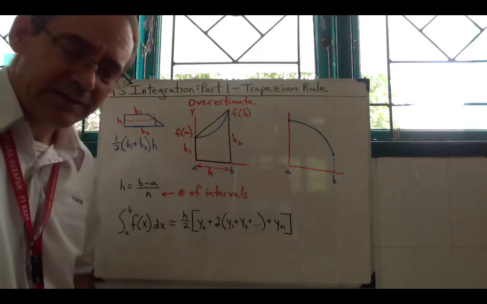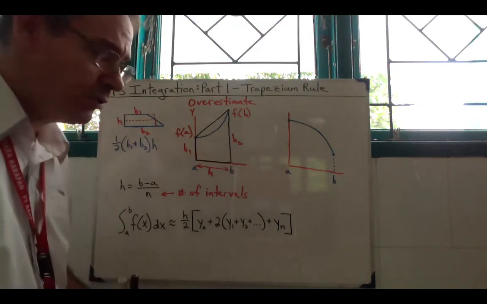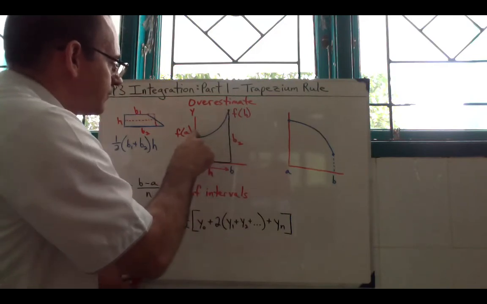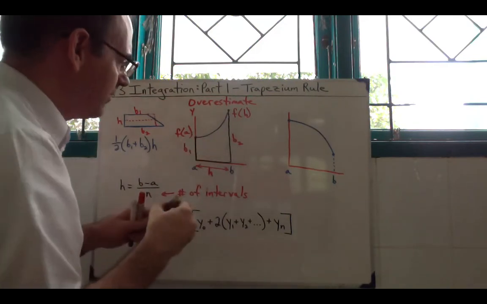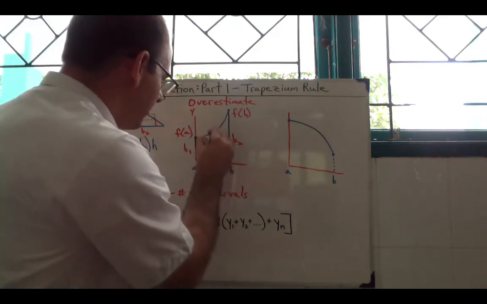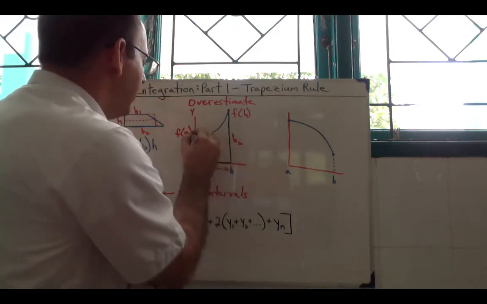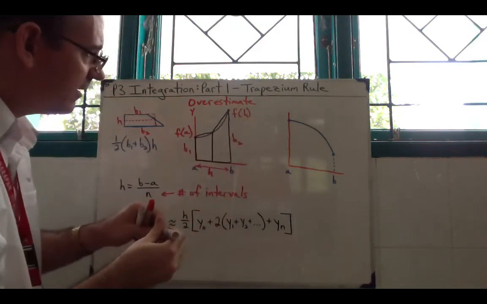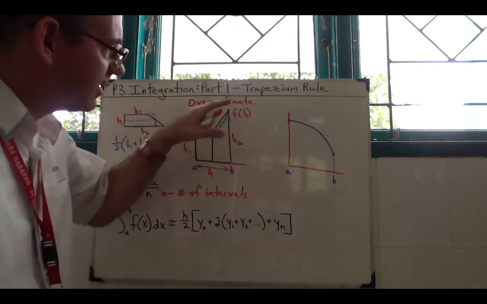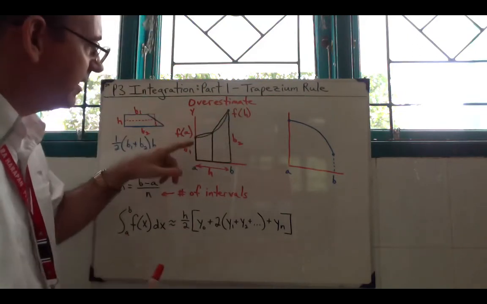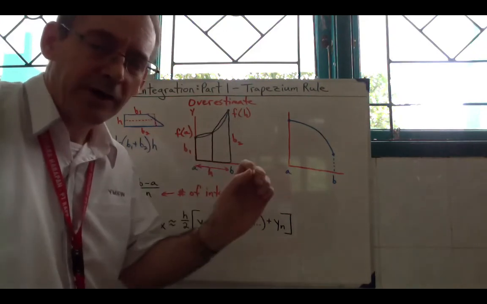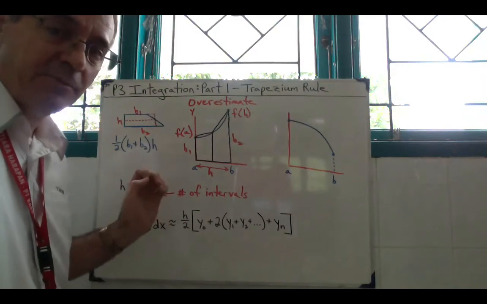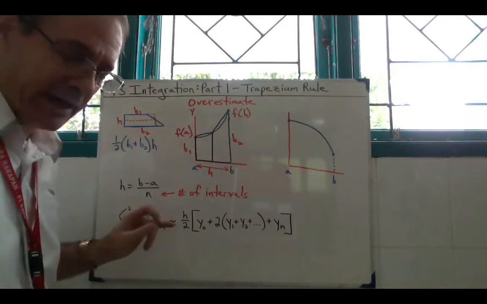Now, what if we divide this up into 2 trapeziums? Well, we have our 2 trapeziums. So if we have 2 trapeziums and we split it right in the middle, now we have this here and this up here. Notice we have less, it's still an overestimate, but it's a little bit more accurate. The more intervals that you use, the more accurate your approximation will become.